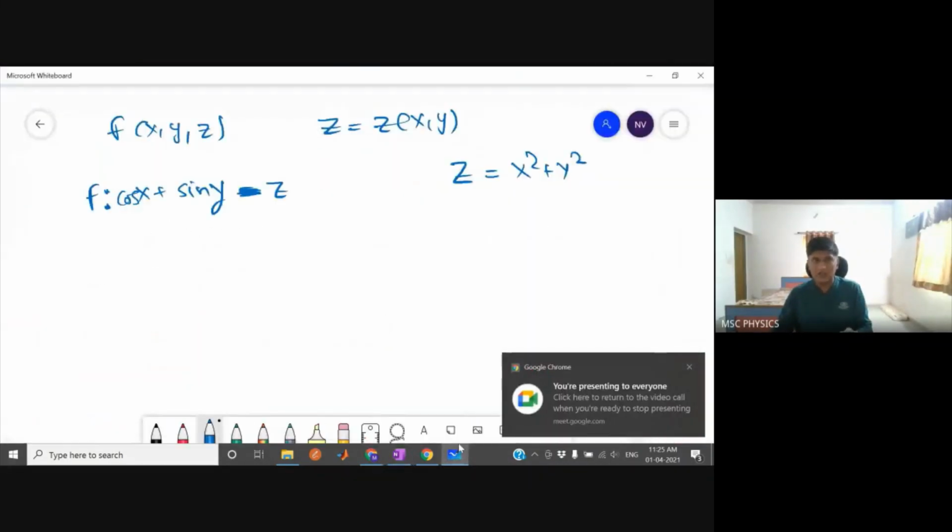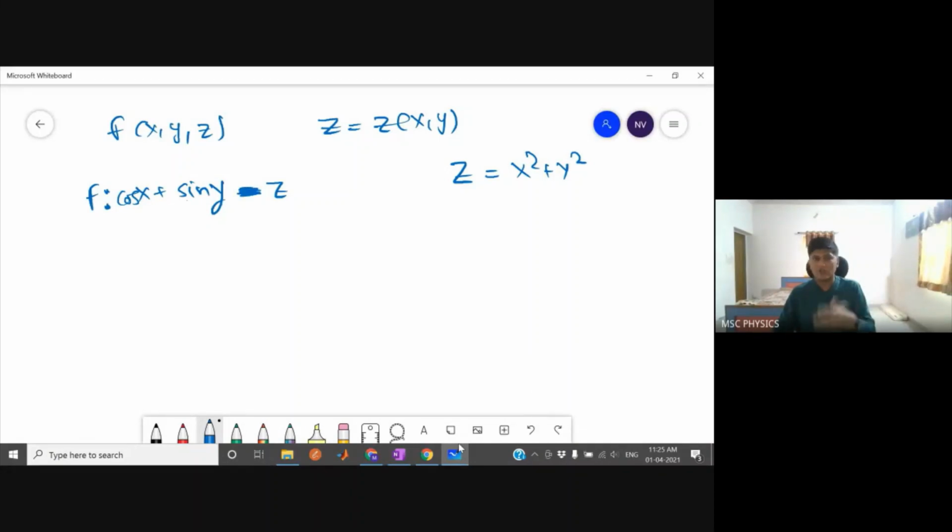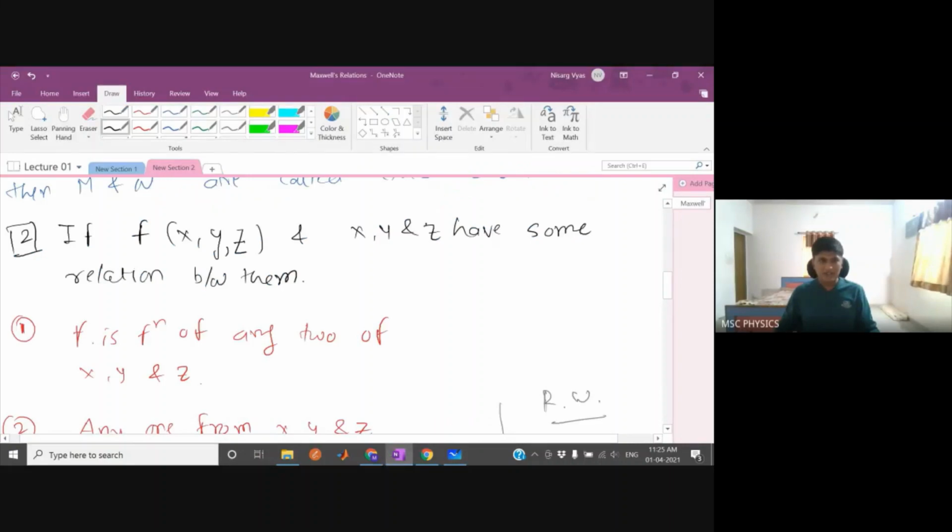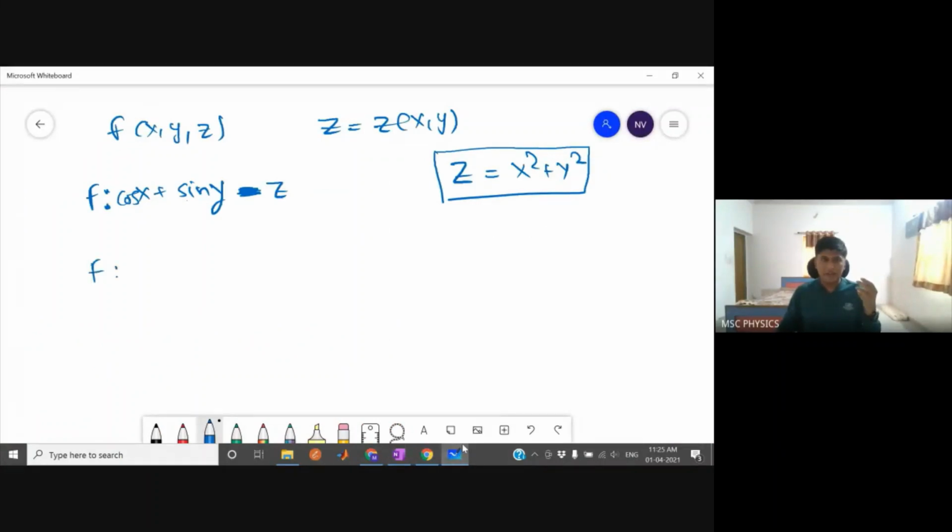Let's suppose f is this function, cos x plus sin y minus z, a function of x, y, and z. And z, x, and y have some relation between them. Suppose this is the relation. So the first thing I wrote is that f is a function of any two of these variables, x, y, and z.